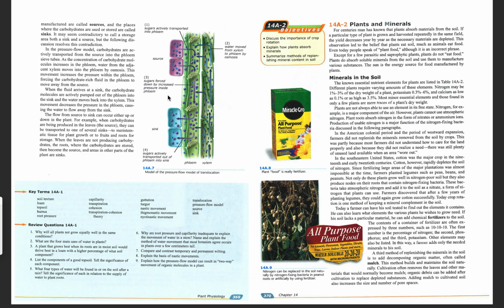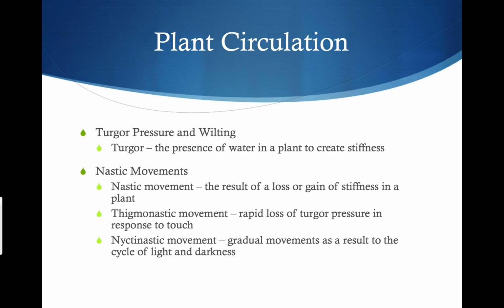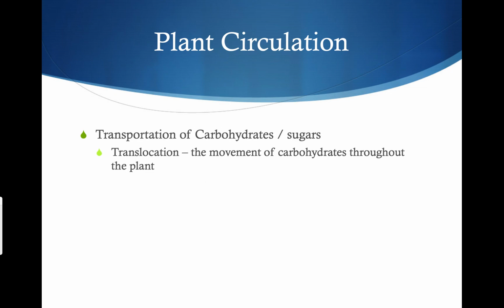Here's a picture of the transportation of carbohydrates. We talked about the transportation of water, and this is the movement of carbohydrates throughout the plant. Carbohydrates are sugars. Remember we learned carbohydrate: carbon, hydrogen, and oxygen. Sugar is C6H12O6, and we're talking about moving the carbohydrates from the leaf maybe to a fruit or to other parts of the plant to provide energy.